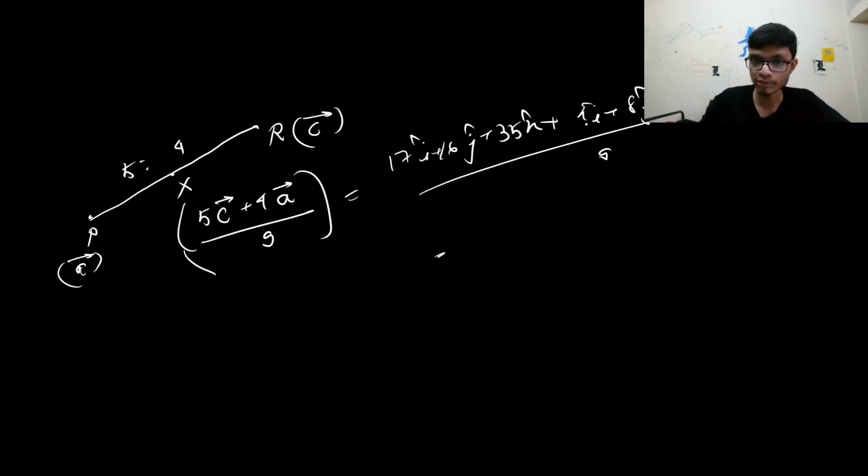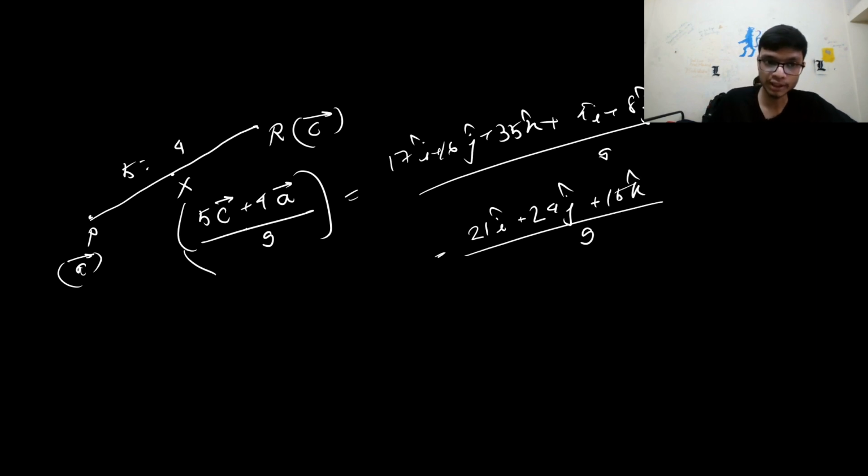If you solve this, you will get the result: 21 by 9, that is 21 i cap, and for j cap it will become 24 j cap, and for k cap it will become plus 15 k cap, whole divided by 9. So this is the point which internally divides the line PR in the ratio of 5:4.